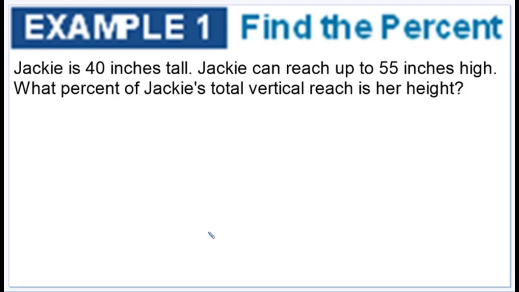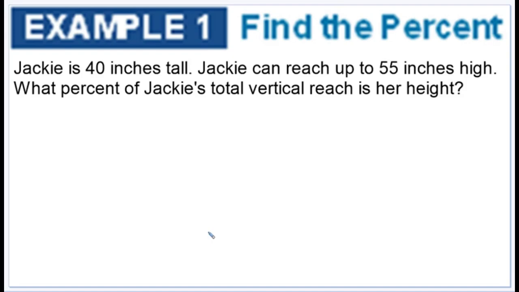All right, you should have paused it by now and worked it out. So let's get back to it. Jackie is 40 inches tall. Jackie can reach up to 55 inches high. What percent of Jackie's total vertical reach is her height? Ooh, this is pretty much the same exact problem as the other one. We just have different numbers now.